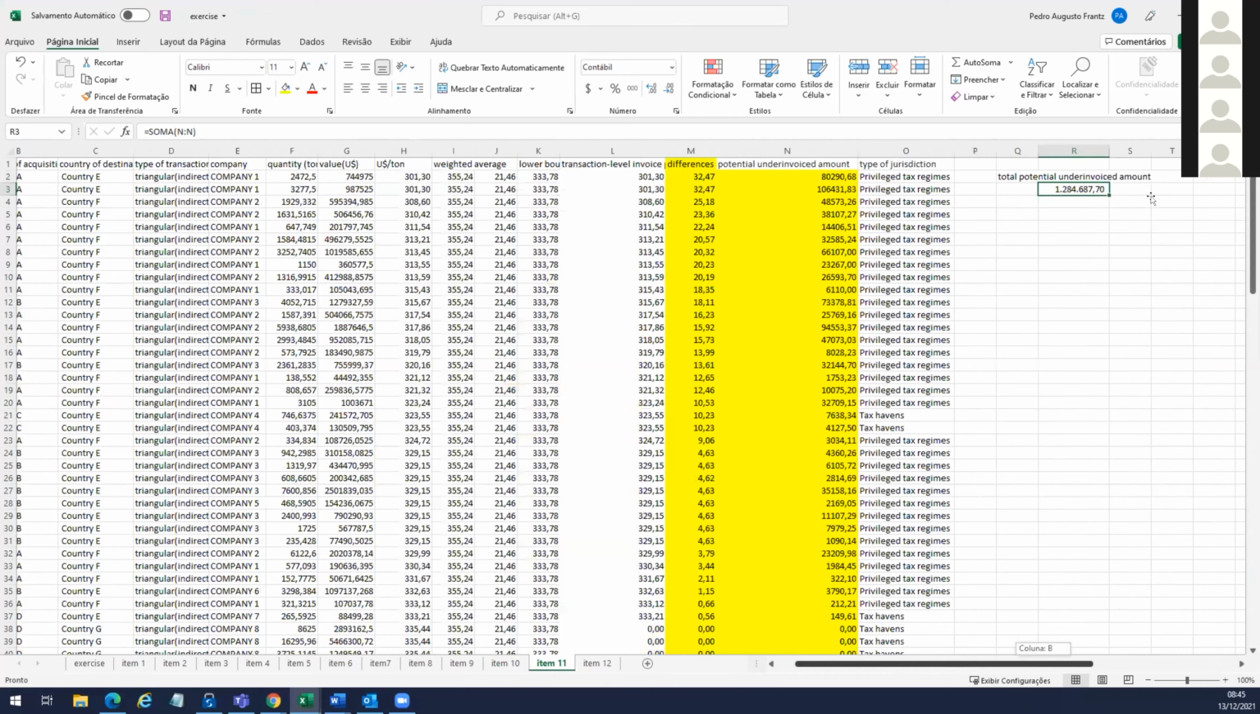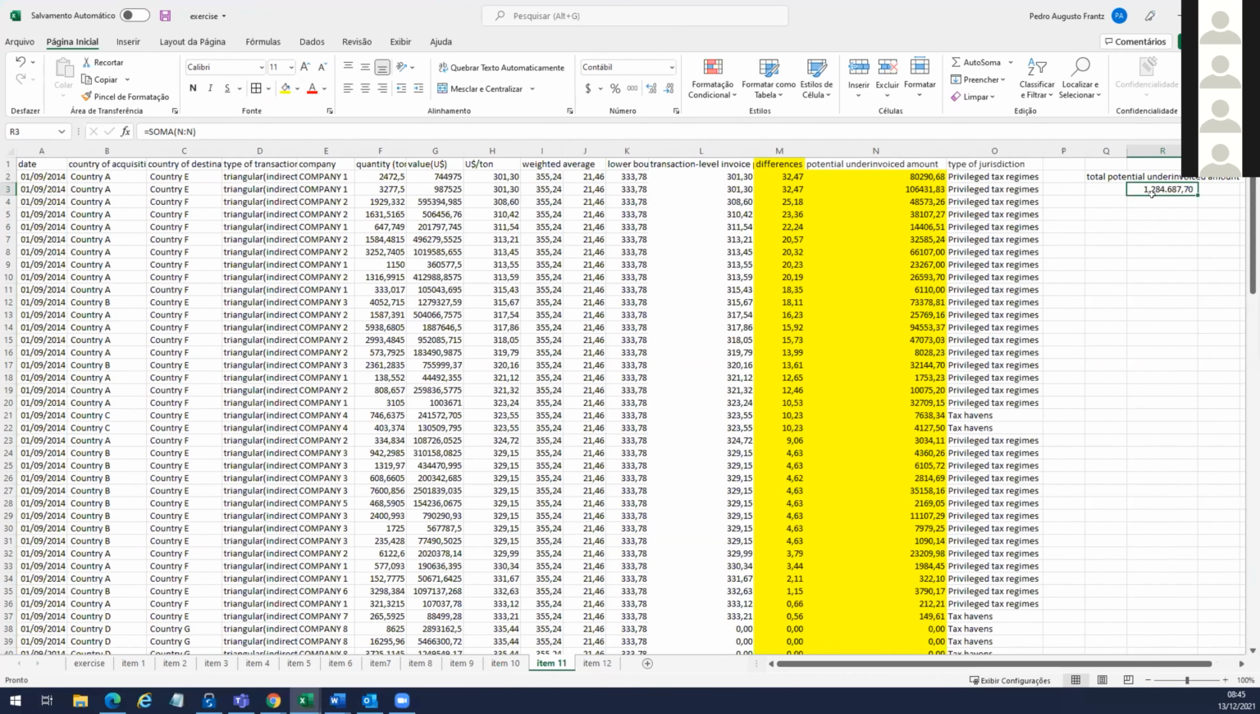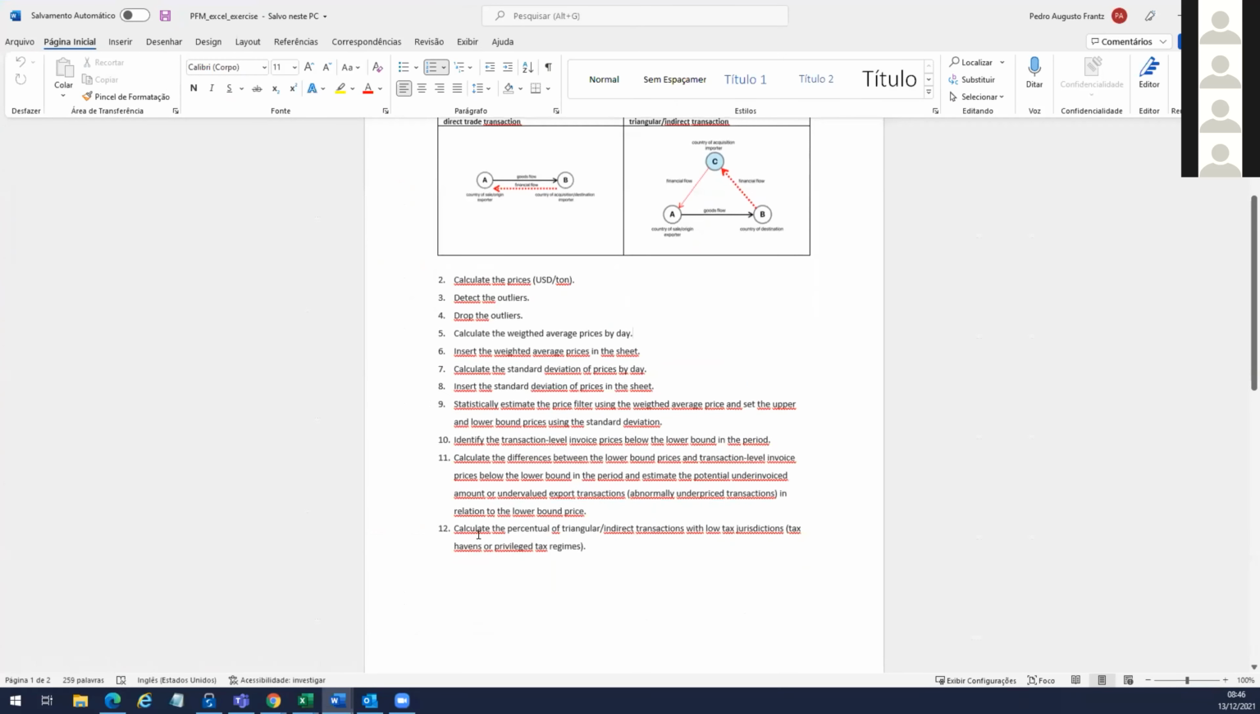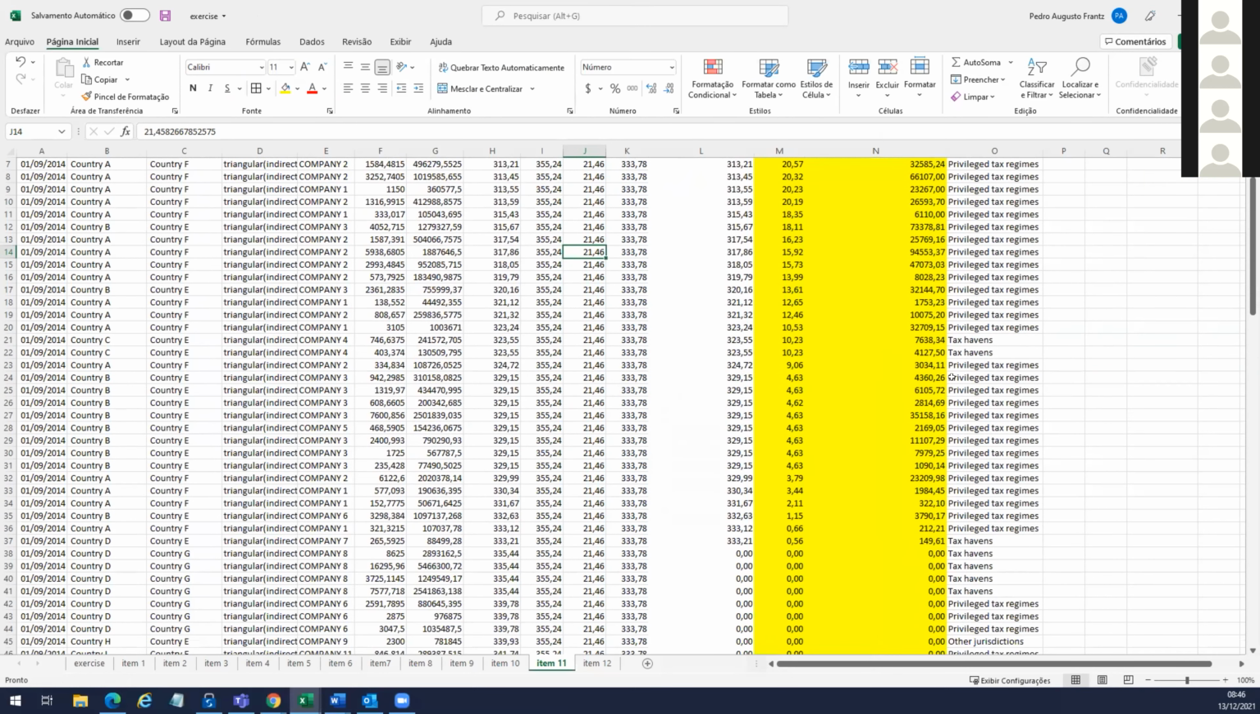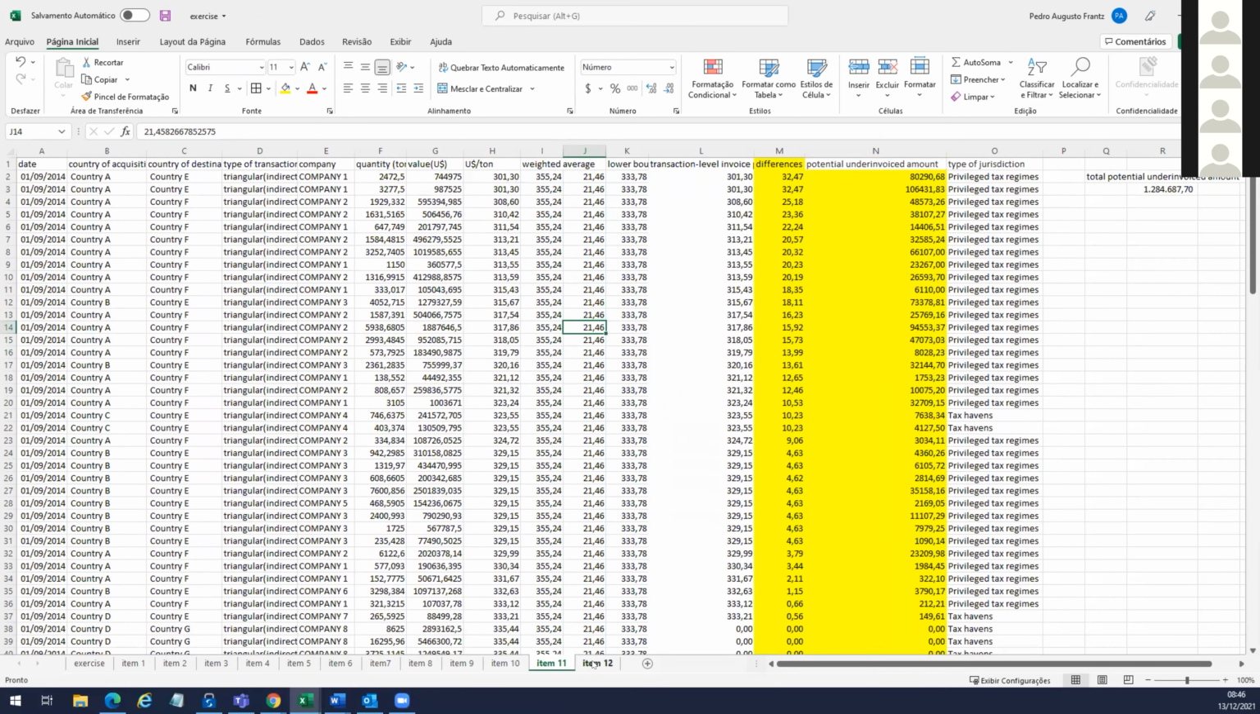Of the operation, 1 million to about 1.2 million dollars for this commodity in these 3 days of potential under-invoiced amount based on price filter method. This is our price filter method. And now in the next item, calculate the percentage of triangular indirect transactions with low tax jurisdiction, tax haven, or privileged tax regimes. How much of these operations are of privileged tax regimes?